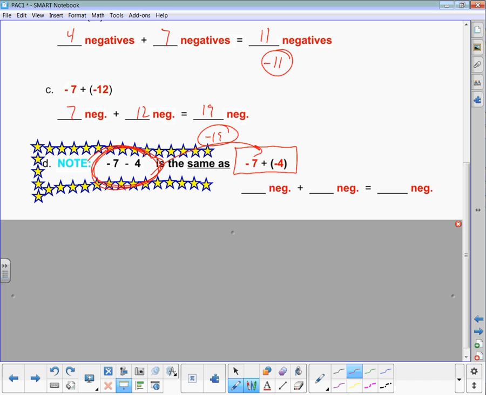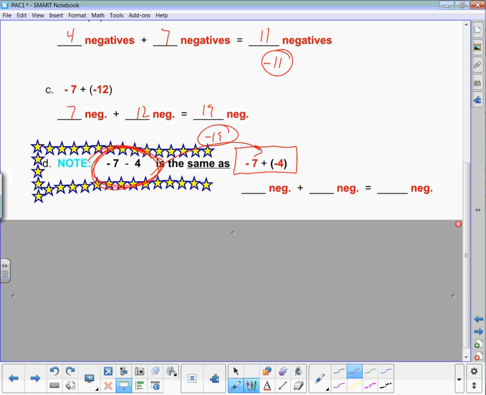So be careful. You have to catch this and you have to recognize this. It's not hard once you understand it. Here's what I tell my students: keep the sign with the number. Look at the left one, look right here. This is 7 negatives. This is 4 negatives. Keep the sign with the number. If you'll think this way, you're not going to have a problem.